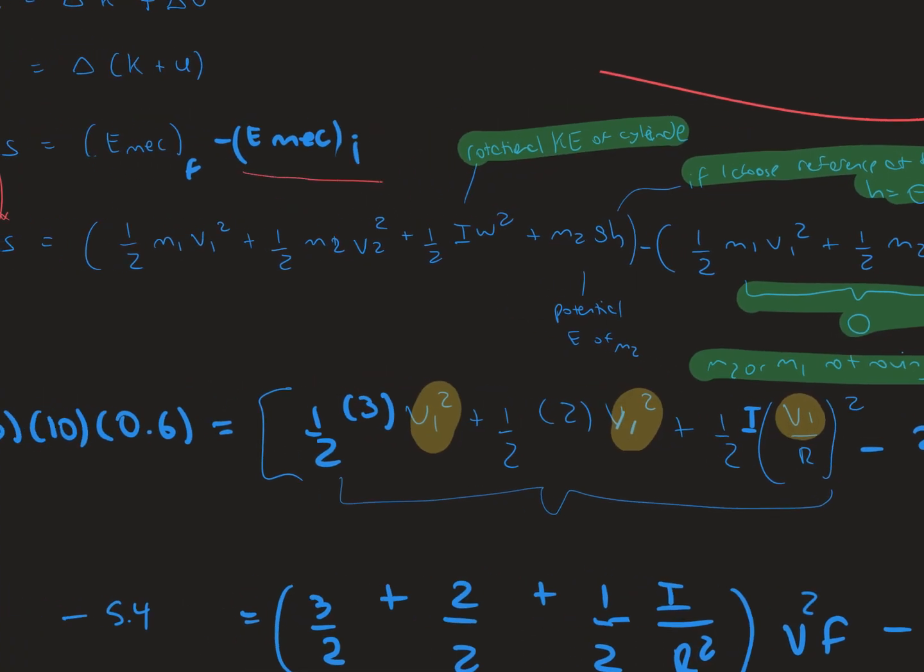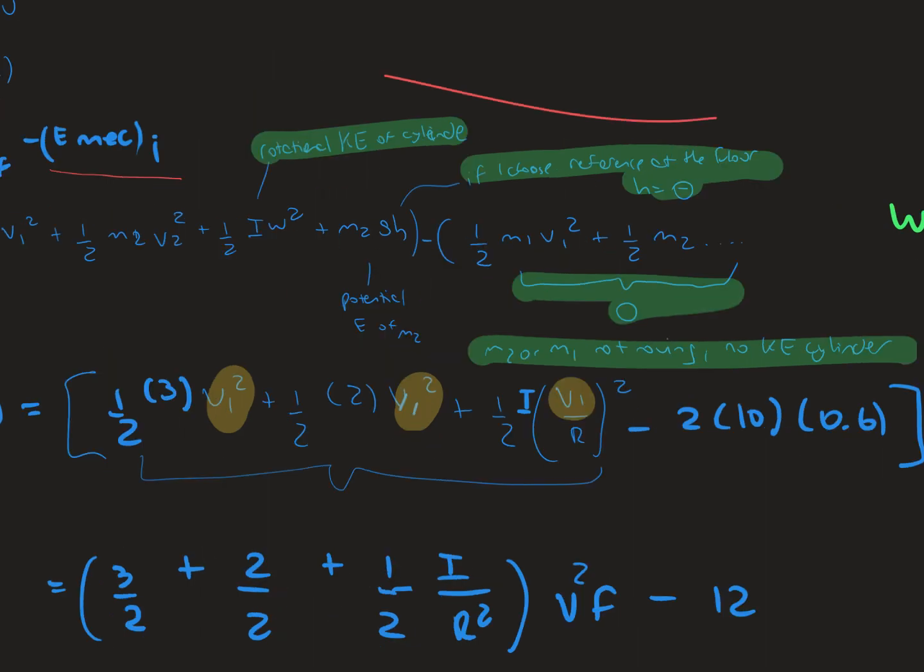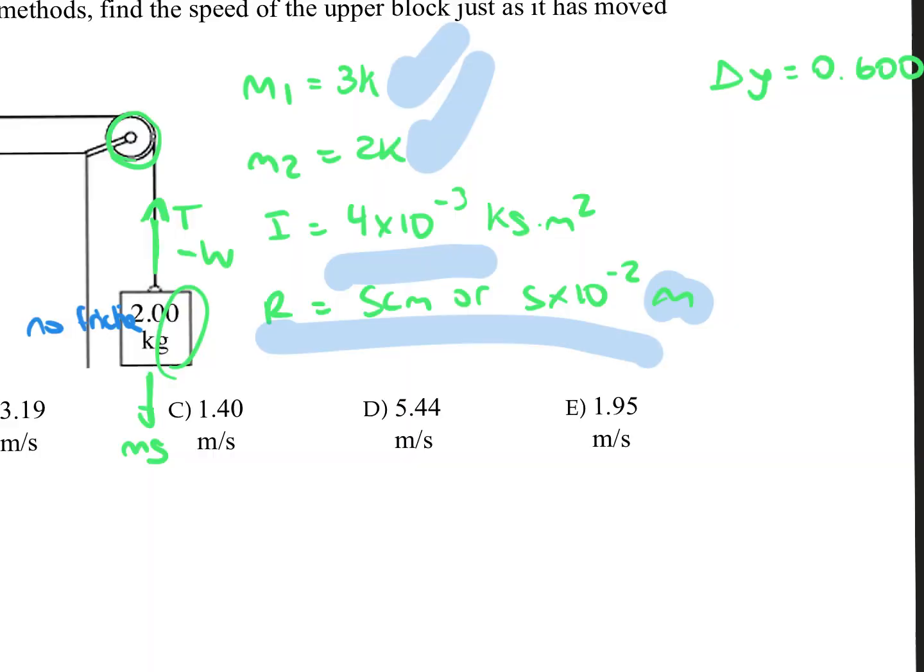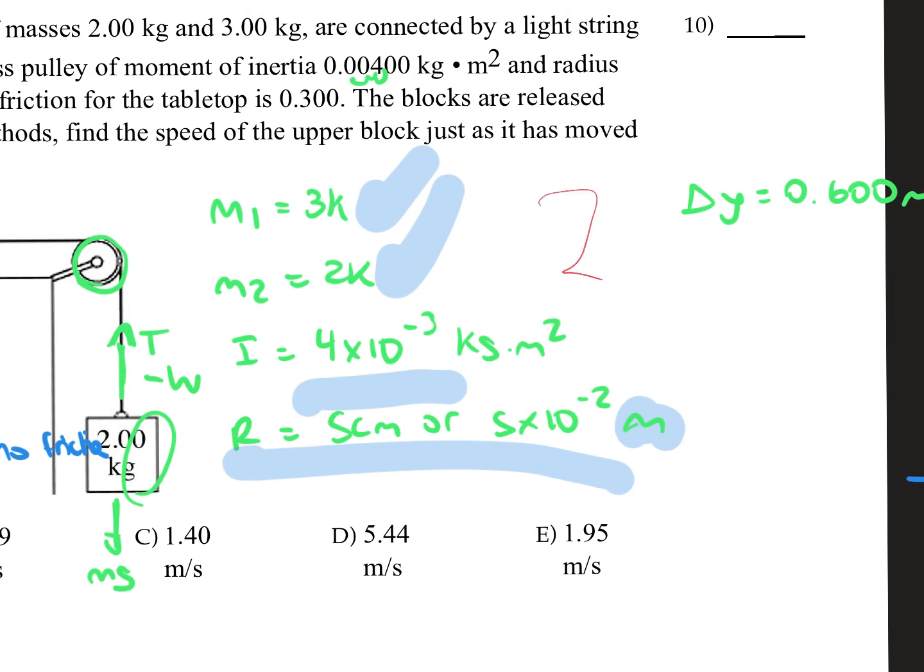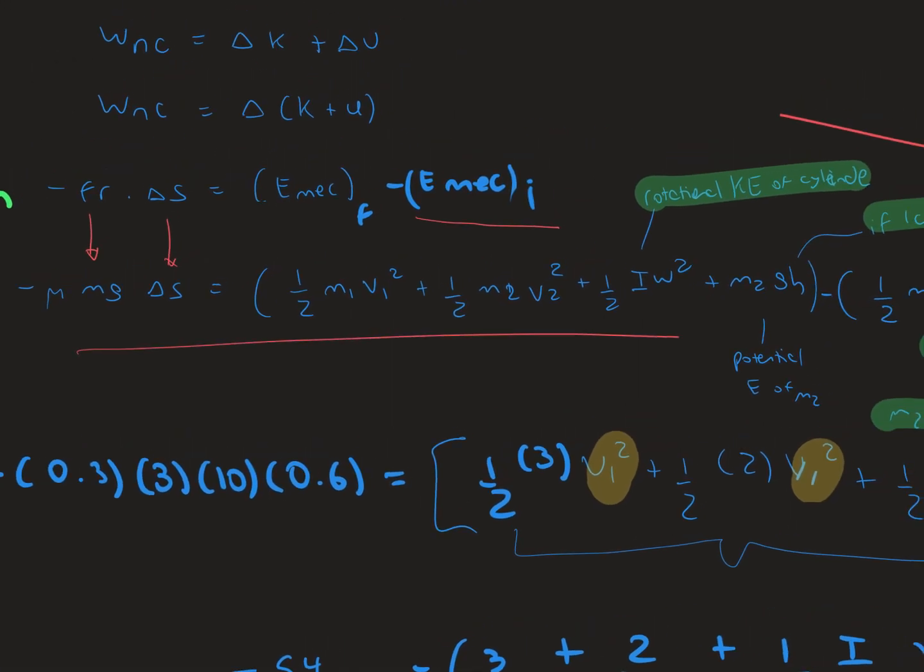Now, in terms of the initial mechanical energy, we have 1/2 m1 v1 squared plus 1/2 m2 v2 squared. But in this case, neither m2 nor m1 is moving, and the kinetic energy of the cylinder has no value. Since we started at rest, everything that goes into the initial mechanical energy is going to be 0. The last thing we're going to do is plug in all these values that we found reading the question into our final equation.